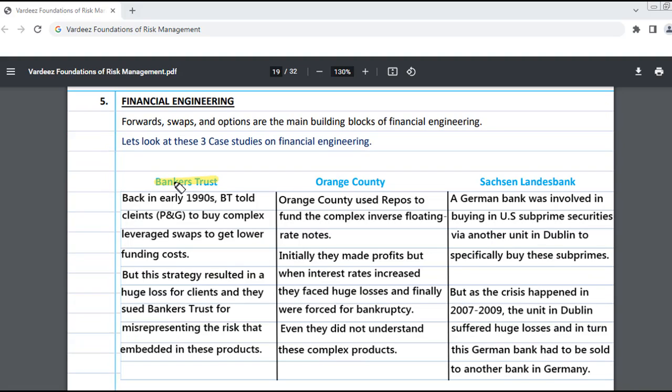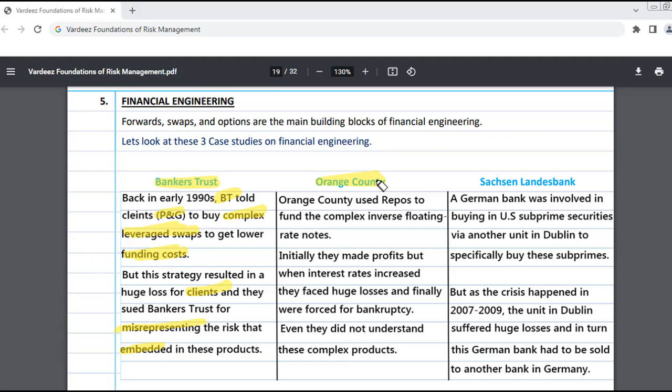So the very first case study is about Bankers Trust. In the early 1990s, Bankers Trust told a client, P&G, to buy a complex leveraged swap to get lower funding costs. They wanted to reduce their funding costs, so they advised buying this complex leveraged swap. But this strategy resulted in a huge loss for the client, and they actually sued Bankers Trust for misrepresenting the risk embedded in these products. Even Bankers Trust could not properly understand these complex leveraged swaps, and that's how it got into trouble. So if you don't understand some complex product, it's better to stay away from it.